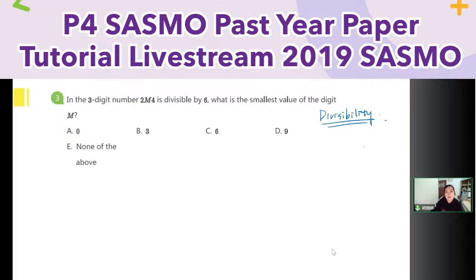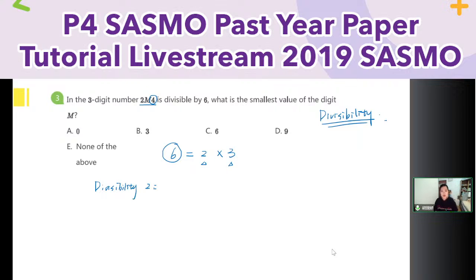Okay, so now everyone, we haven't learned the divisibility of 6, but we know 6 is actually equal to 2 times 3, right? So as long as this number is divisible by both 2 and 3, it can be divisible by 6. Then we take a look at this number, 2m4. So the ones digit 4 is an even number, right?